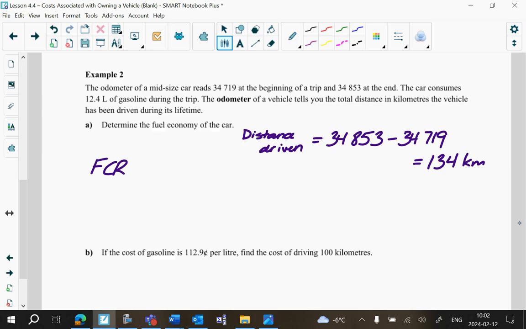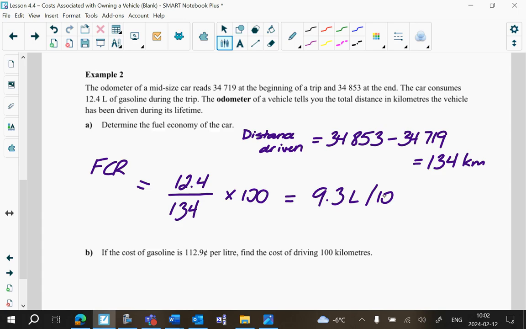So the fuel consumption rate is going to be the amount of liters you use, 12.4, divided by the distance you drive, which we just calculated to be 134, times 100 to convert it for every 100 kilometers. And we get a fuel consumption rate of 9.3 liters per 100 kilometers.